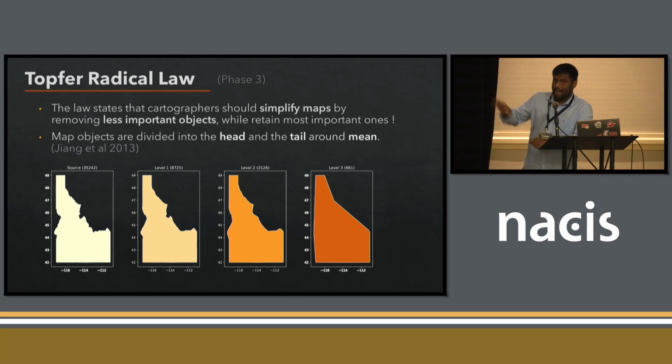Here we take the map of Idaho. The left one is the original source map, and we just take a feature, the forward length, and when we use Topfer's law at different levels, we get a good generalization as we go across. We lose features, and we can still understand, okay, this is Idaho.